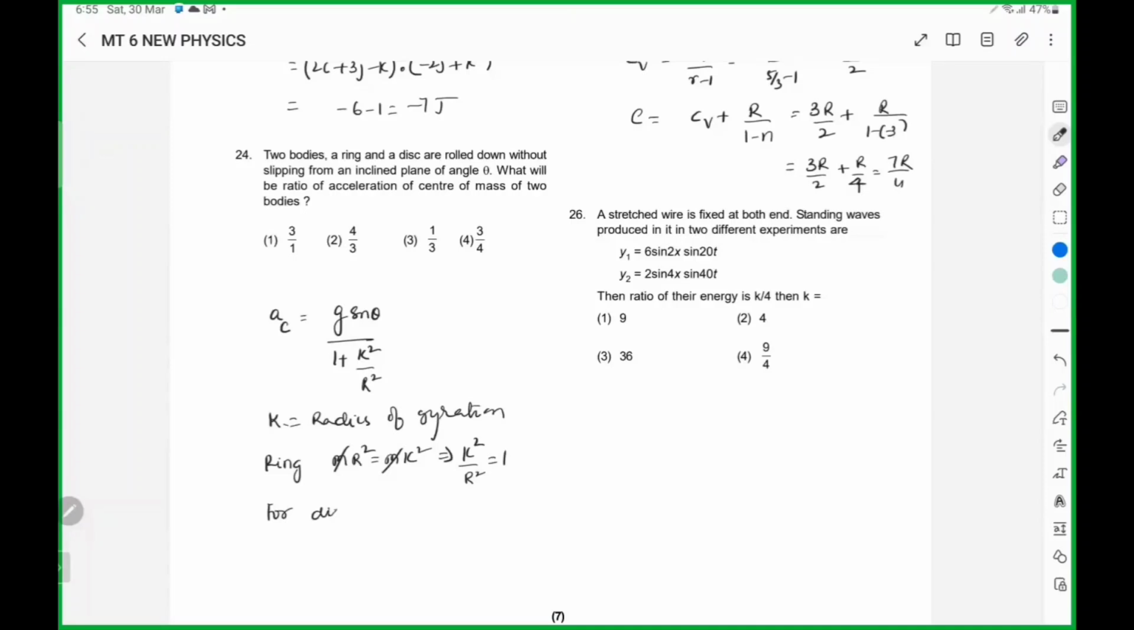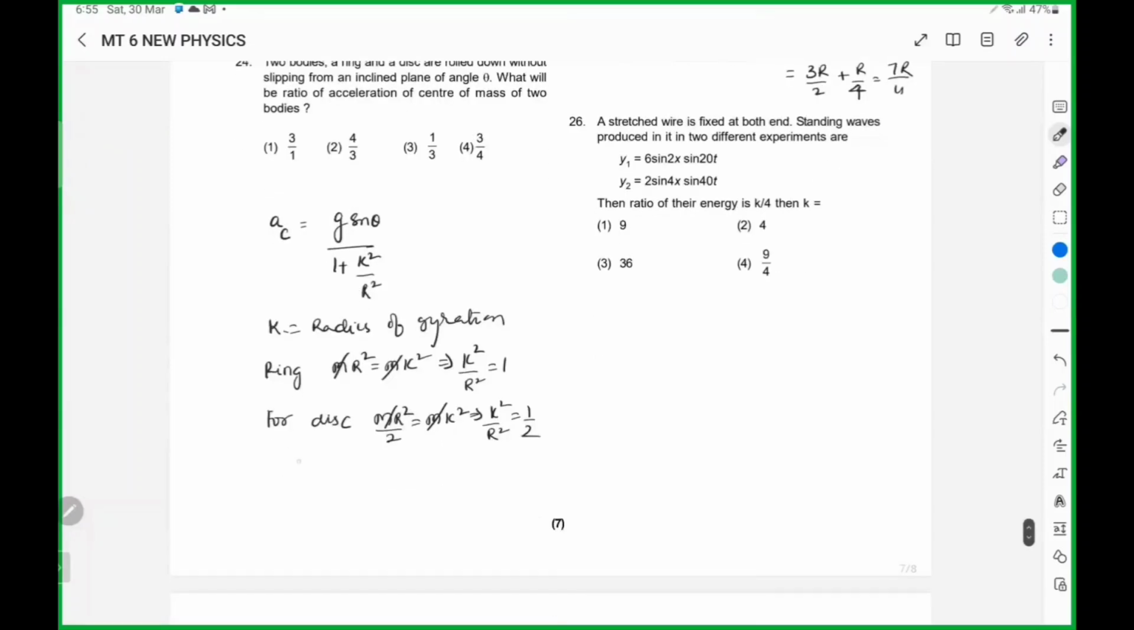For a disk, M r square by 2 is M K square, so K square by r square is half. Here it is g sine theta by 1 plus 1, that is 2, for the ring. For the acceleration of center of mass of a disk, g sine theta by 1 plus half, which is 2 by 3 g sine theta. He is asking the ratio of acceleration of center of mass of ring and disk.